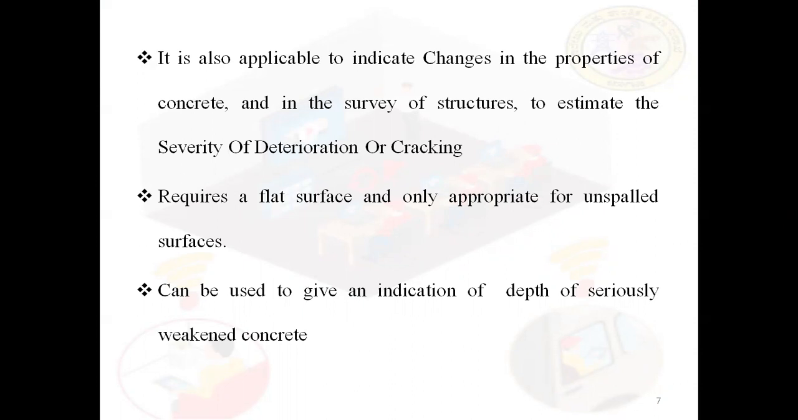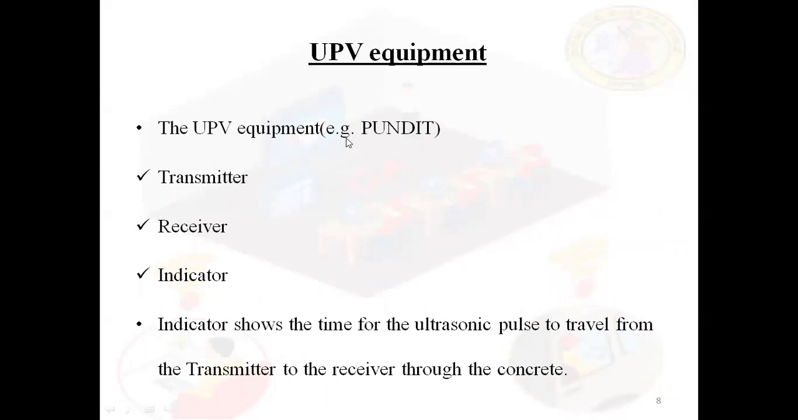So to conduct this ultrasonic pulse velocity test, unspalled surfaces are required. It can be used to give an indication of the depth of seriously thickened concrete. Next, ultrasonic pulse velocity equipment consists of a transmitter, receiver and indicator.